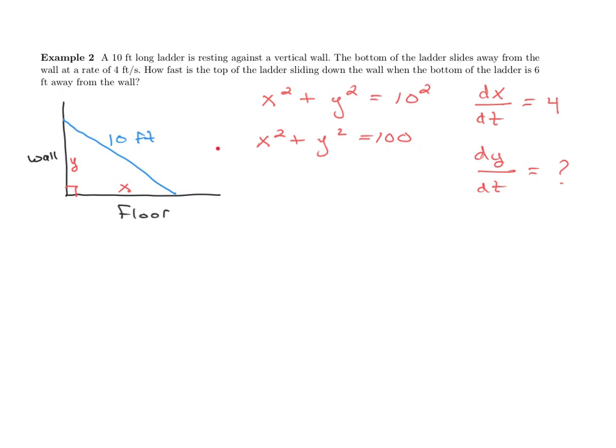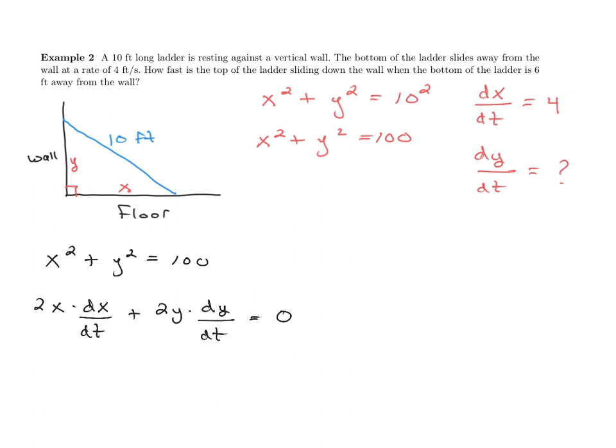I'm going to take this equation and differentiate both sides with respect to time. I'll do that down here. We have x squared plus y squared is equal to 100. If I take the derivative with respect to time on both the left and the right, for x squared, I get 2x, and by the chain rule, I get dx/dt. To that, I add the derivative of y squared, which is 2y, also by the chain rule, times dy/dt. And on the other side, the derivative of 100, which is a constant, is 0.